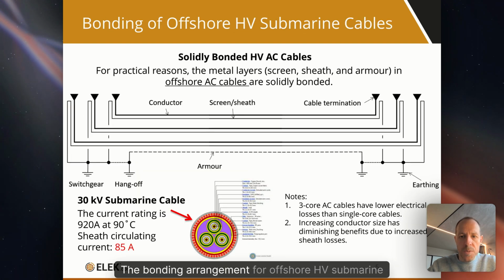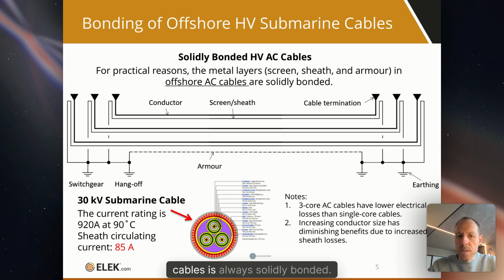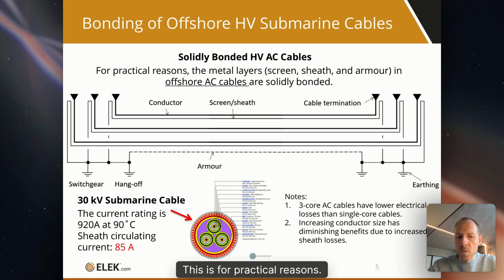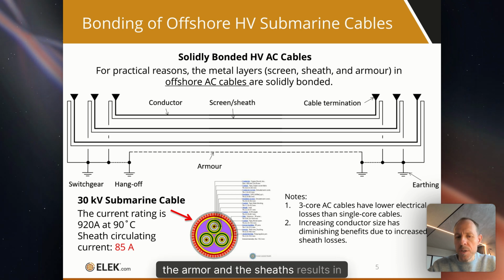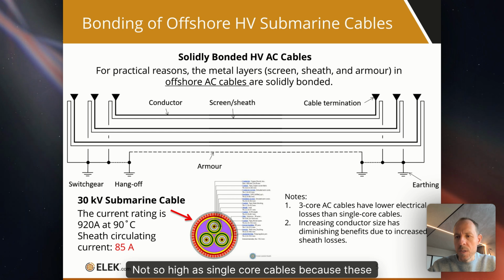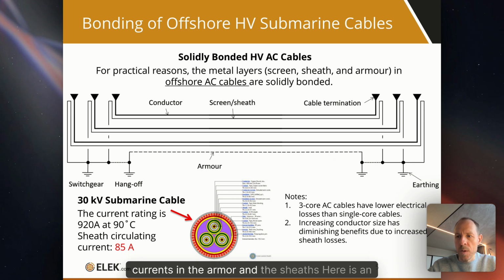The bonding arrangement for offshore HV submarine cables is always solidly bonded. This is for practical reasons. Now, solidly bonding the armor and the sheaths results in relatively high circulating currents, not so high as for single core cables, because these submarine cables are predominantly 3-core cables, which produce lower circulating currents in the armor and the sheaths.